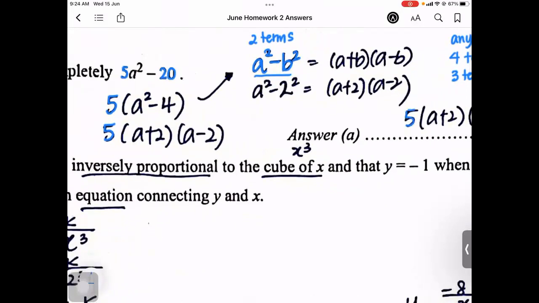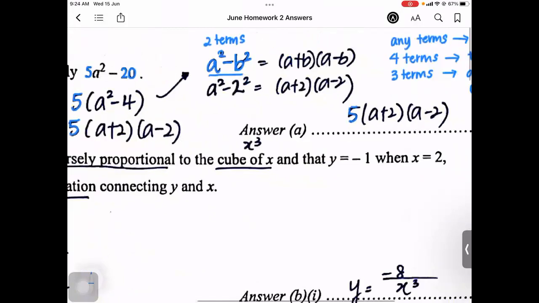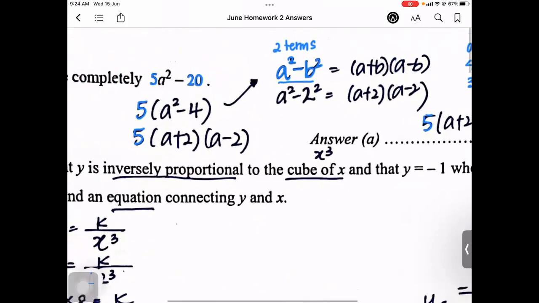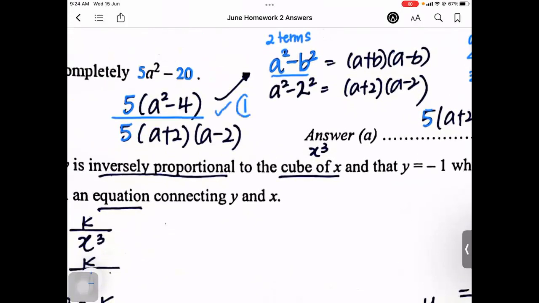The question itself has 2 marks. I think 2 marks, right? Yes. So even if you're not able to do the part 2 answer, you did this answer, you already have 1 mark. So factorization by common factor, very important. Already can get 1 mark over here.